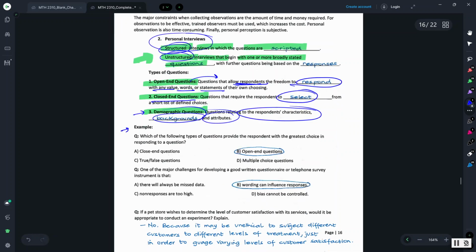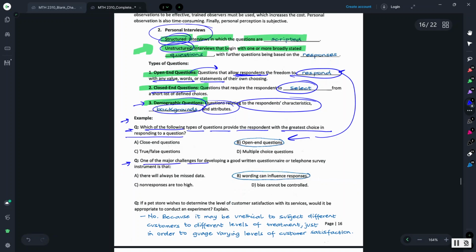Let's take some example questions. In the first question, which of the following types of questions provide the respondent with the greatest choice in responding to a question? This would be open-end questions. Next question. One of the major challenges for developing a good written questionnaire or telephone survey instrument is that your wording, the way you word the question, can affect the truthfulness or the veracity or the quality of response provided by the respondent.